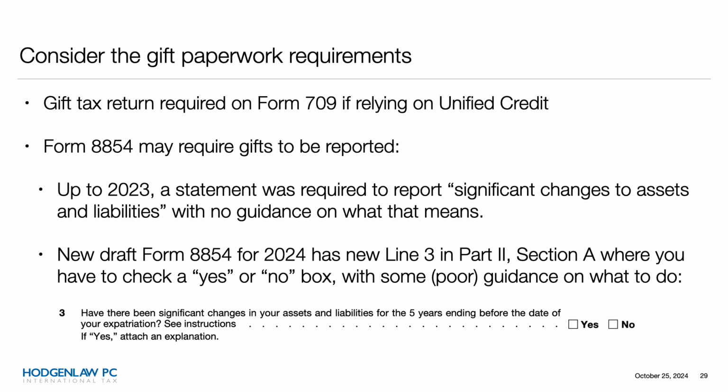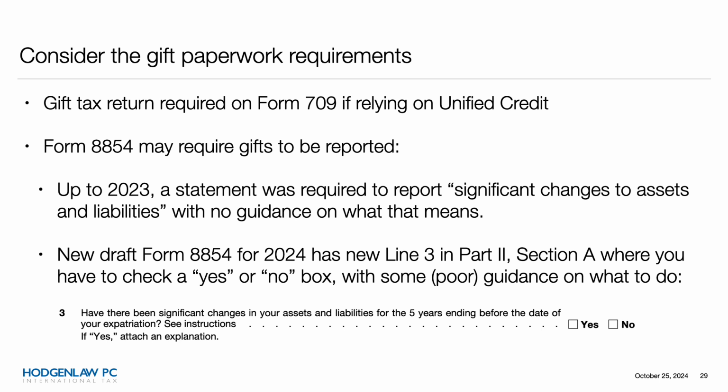If you're making pre-expatriation gifts, and this is where it's relevant to preparing the expatriation year tax return, you need to think about the paperwork requirements. There's a gift tax return required on Form 709 if you're relying on the unified credit. And this is where you would give yourself away if you were making a gift in the same year of expatriation and relying on the unified credit. So in the year of expatriation, ideally you don't want to be filing a Form 709 because if you are, it probably means you're trying to rely on the unified credit.